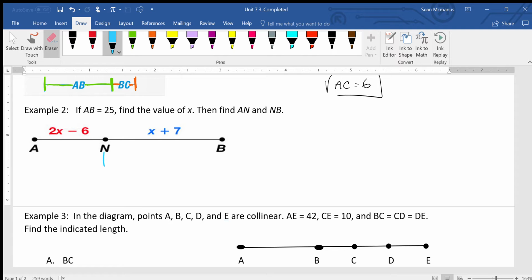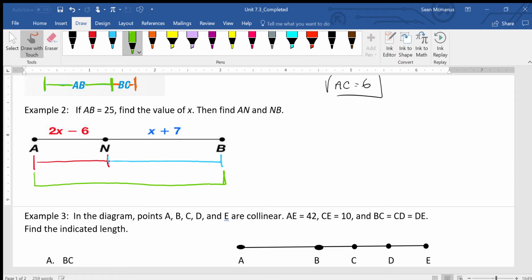Let's do it in the same color. So I have segment AN and segment NB. And when I add them together, segment AB is equal to 25.